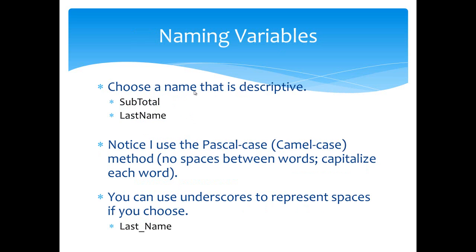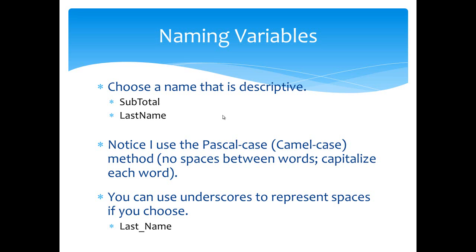So again, you want to choose a name that's descriptive. Notice that this example I have on the screen, subtotal or last name, is using what we call camel case. Camel case says that you can't put spaces in, but what you can do is plug the words together and capitalize the first letter of each word. So sub, capital S, total, capital T, or last name, capital L, capital N. This is a technique, it's not required. And notice in the bottom example, instead of camel case plugging them together, I could use an underscore. And the underscore will make it look a little bit more readable as well.